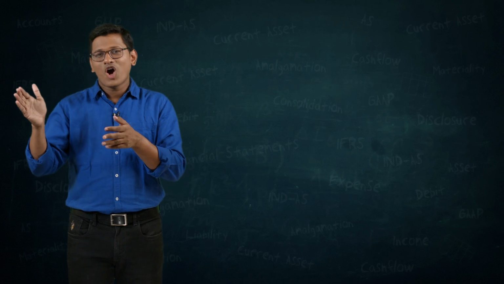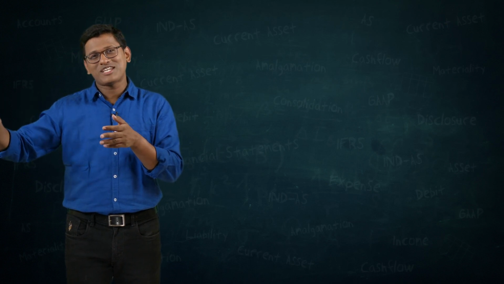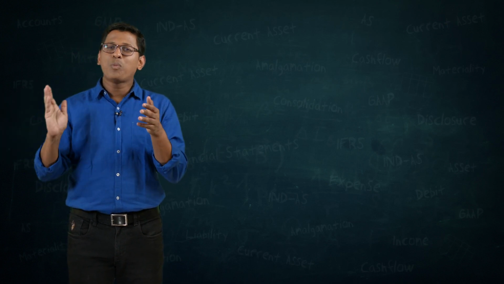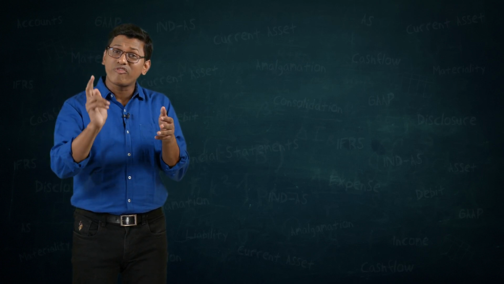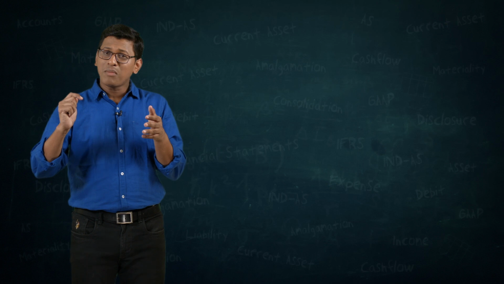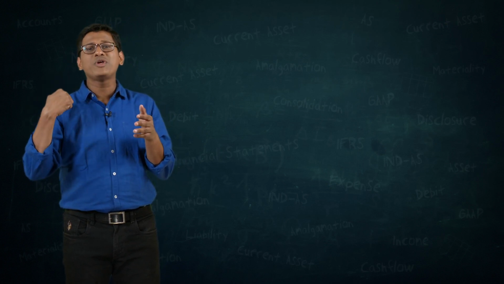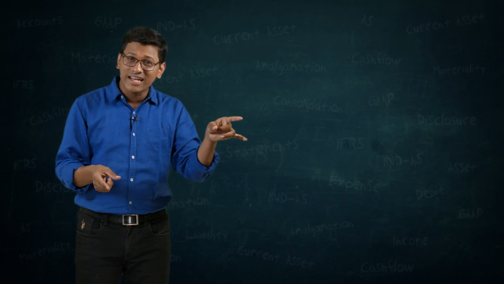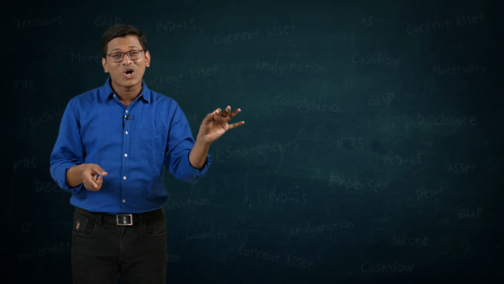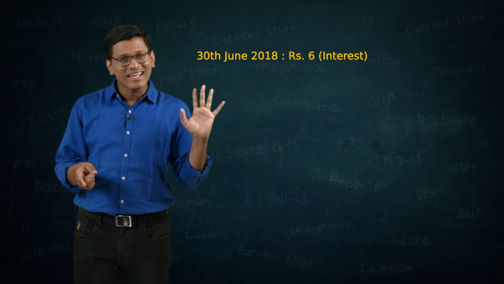Listen, the last interest payment was on 31st of December. You purchased this investment in debenture on 1st of February. 1 month interest you paid, so 1 rupee you paid. You will receive 6 rupees on which date? You will receive 6 rupees on 30th June 2018, right?